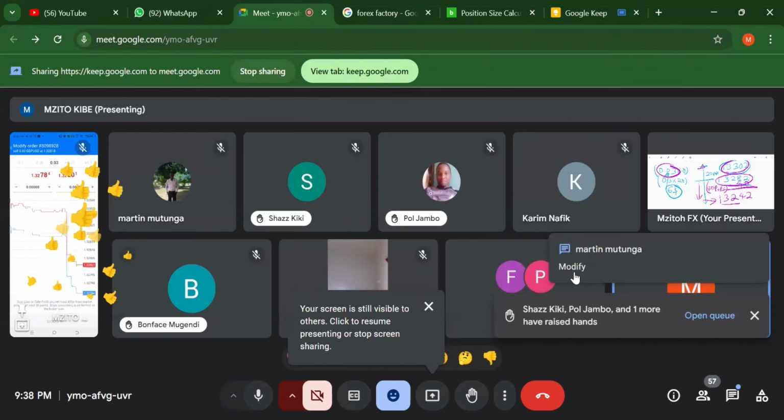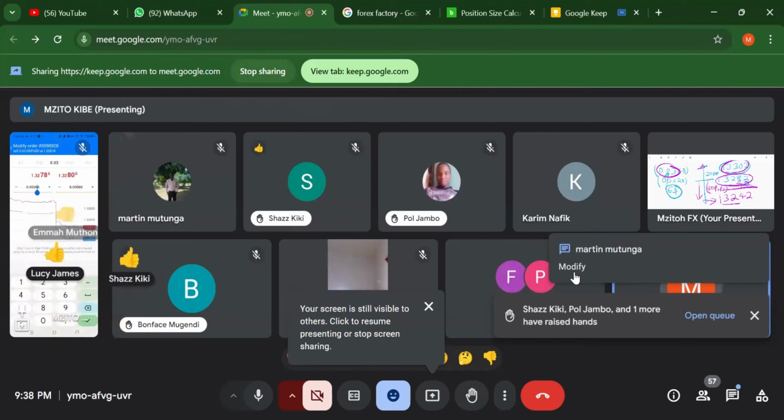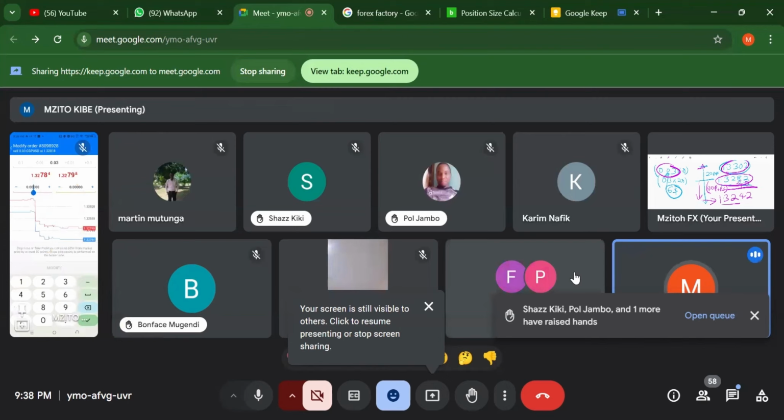Now here we have a red bar. How many are seeing where we are? We have the red bar and we have the green bar. On the left we have the red bar, and on the right we have the green bar. The red bar is where you set your stop loss.